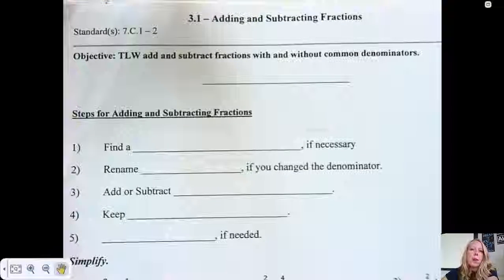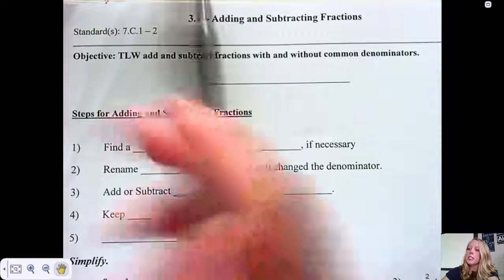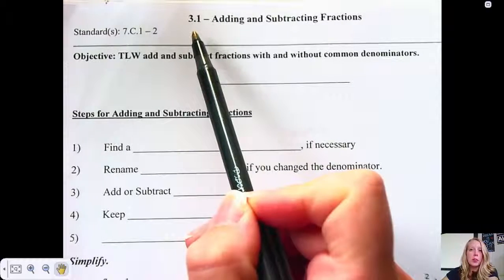Chapter 3, Concept 1 deals with adding and subtracting fractions. Make sure you have your 3.1 notes before we start.